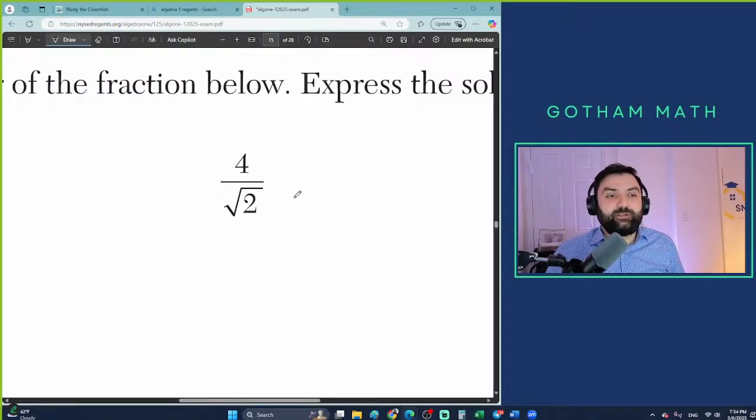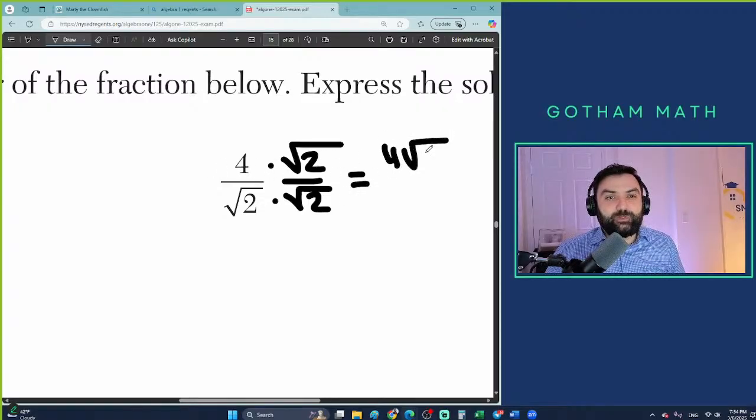What is the trick here? The trick is to multiply top and bottom by square root of 2. Why? Well, on the top, nothing will change for now. It's 4 square root of 2. But we do it so it will change on the bottom. Square root of 2 times square root of 2 is square root of 4, which is just a regular 2.